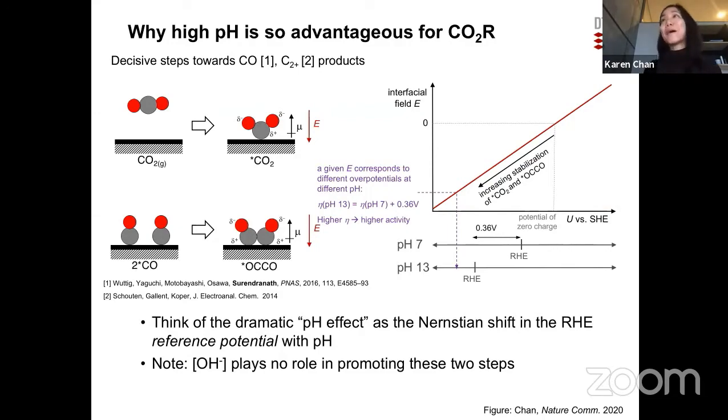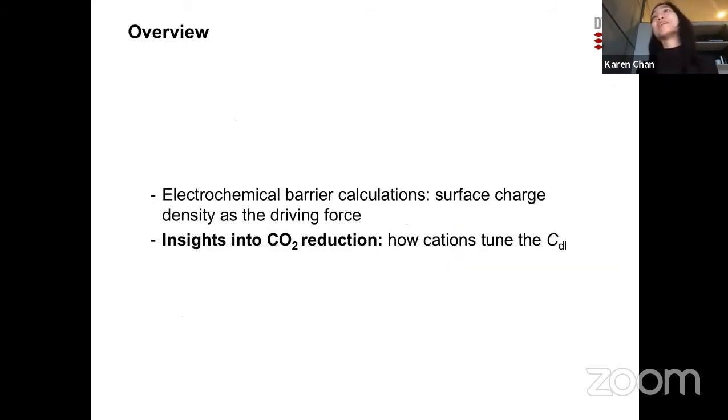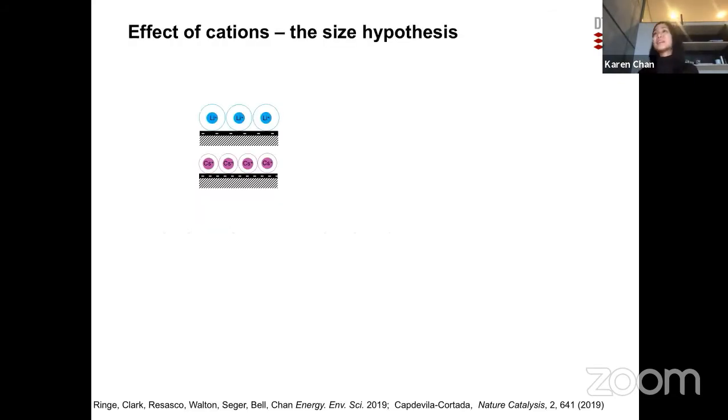So now, in the next 4 minutes, I'll talk a little bit about how we can tune the double layer capacitance, and that is essentially the cation effect. And so our hypothesis here is that cations act in a very, very simple way, in a very classical view that I think is actually used quite a bit in biophysics. Cations have different sizes, they have different hydrated ion sizes, and that affects their packing density.